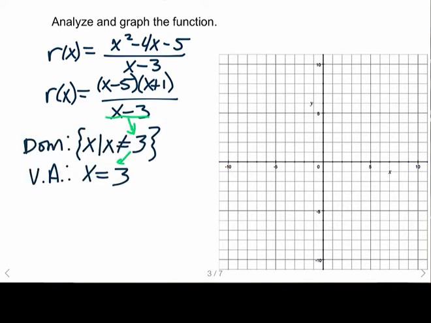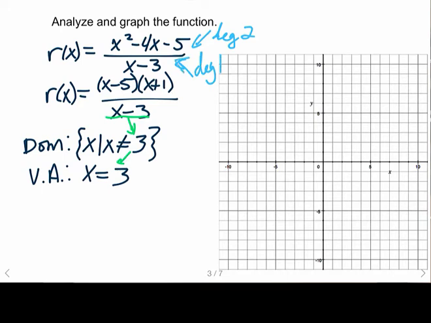Okay, let's work our way through this. Because the denominator is x minus 3, I know the domain is the set of x such that x does not equal 3. Nothing reduces. That gives us a vertical asymptote of x is equal to 3. As I look at the numerator, it's degree 2. As I look at the denominator, it's degree 1.